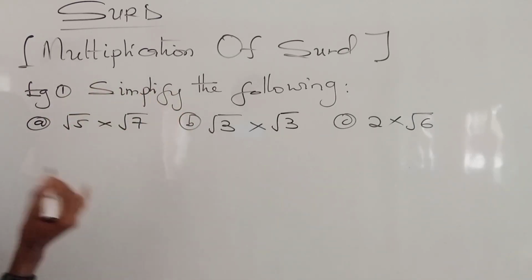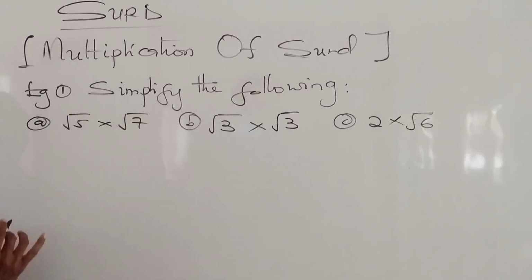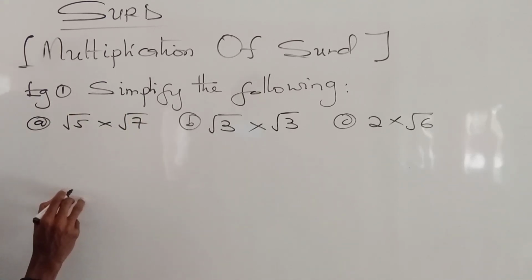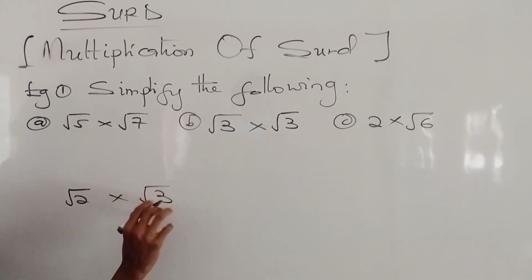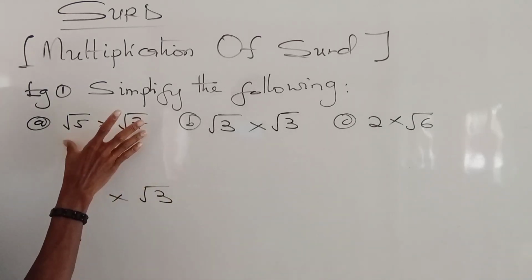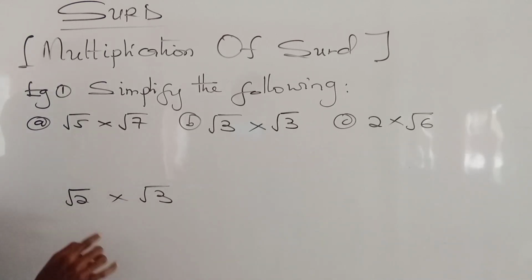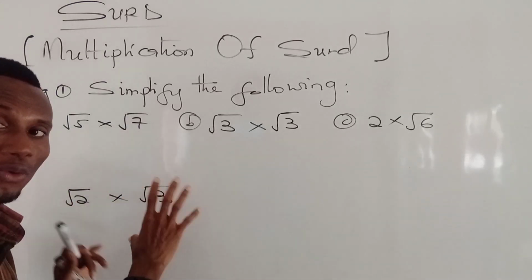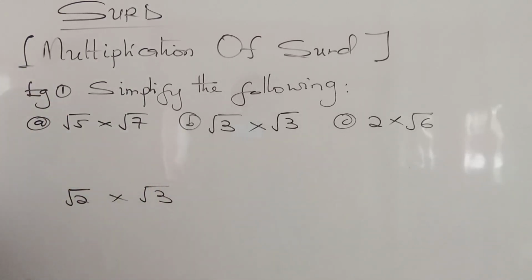Let me write an example which is similar to this one, then I'll use it to explain it to you. So let's say I have square root of 2 times square root of 3. You can see that this one is similar, because both have square root sign in it, but the values are different. This is 2, this one is 3, and we have to simplify, or multiply, this one.